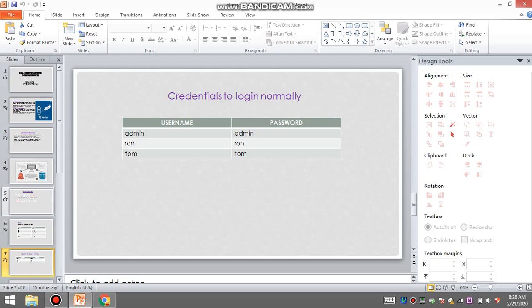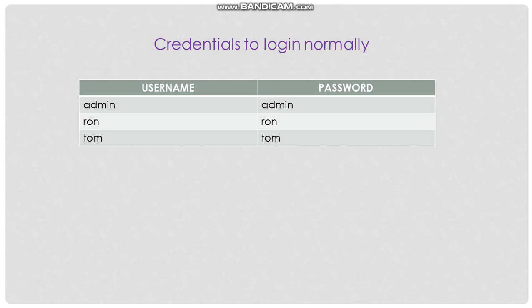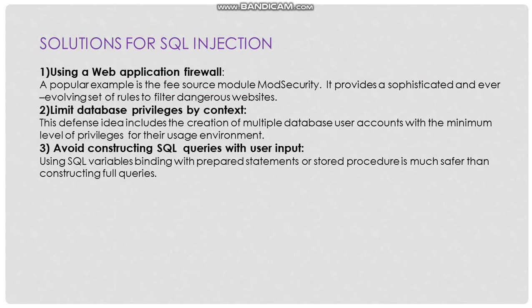Moving on to the solutions of the SQL injection attack. Solutions for SQL injection. First of all, using a web application firewall. Using a WAF, either software or appliance based, it basically is used for filtering out malicious data. ModSecurity is one of the most popular free open source web application firewalls. So its SQL injection defense can catch most attempts to sneak SQL through web channels.